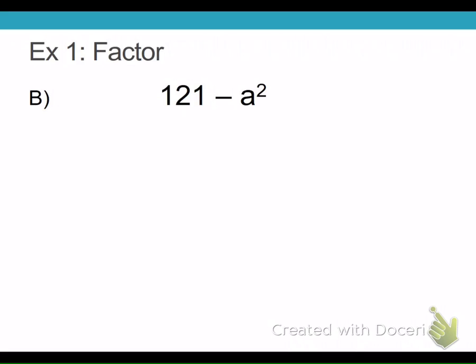What number times itself gives you 121? 11. So I can break that down into 11 and 11. What number times itself gives you a squared? A and a. Good.